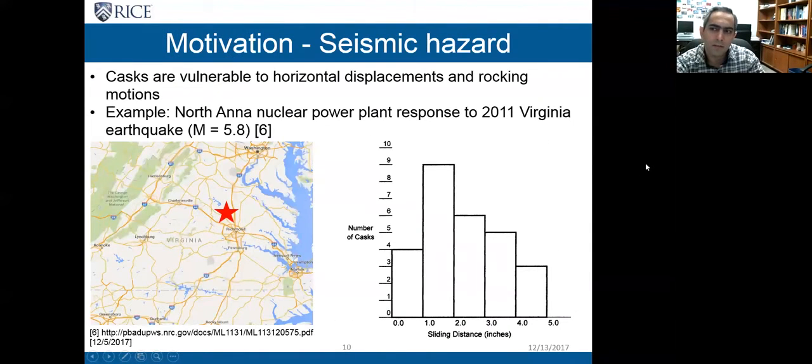In 2011, an earthquake happened in Virginia. The magnitude of the earthquake was 5.8, and it hit a nuclear power plant. Although the earthquake was not very high, did not have a very large magnitude, some of the casks on the nuclear power plant moved, and the motion of some of them reached about 5 inches or 10 centimeters, and it raised many questions about the safety of this storage option.